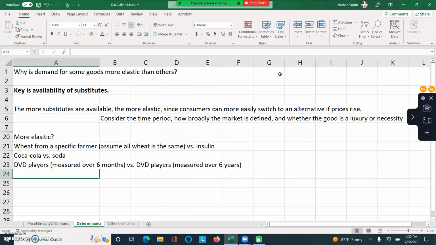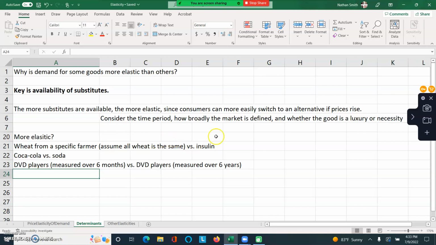Okay, let me give you guys a couple of examples. Which do you think is more elastic, wheat from a specific farmer or insulin? Think about it this way. Wheat is a pure commodity. It really doesn't matter if I buy it from one farmer or another. The product is perfectly substitutable across the farmers. Wheat is wheat. It's a commodity. Okay, that's going to be very highly elastic because all of that wheat is substitutable for wheat from other farmers. Okay, not wheat as a product category necessarily.